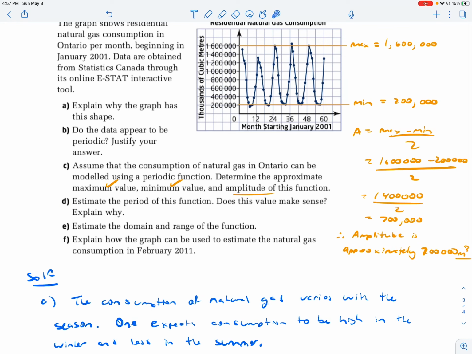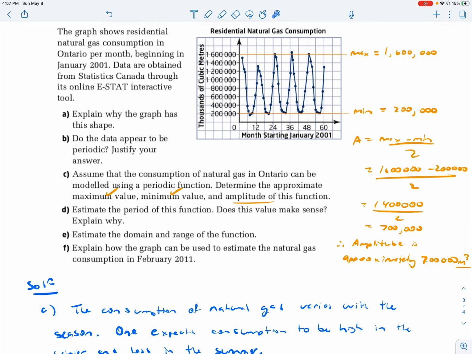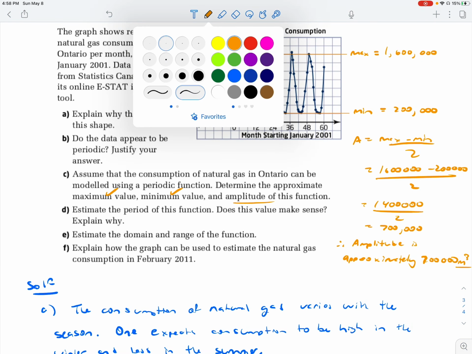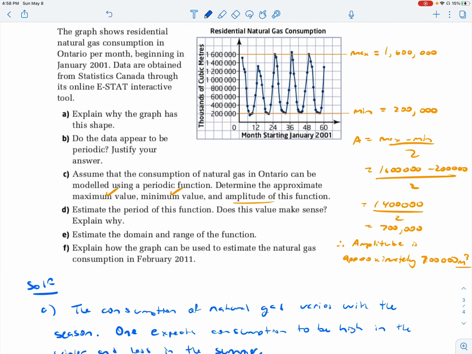D, it says estimate the period of this function. Does this value make sense? Looking at the graph, it looks like it happens every 12 months, which makes sense. Every year, the season repeats. So I'm just going to write that in over here. Period equals 12 months. And I'm just going to write seasonal, right? That's the whole reason why this is happening.